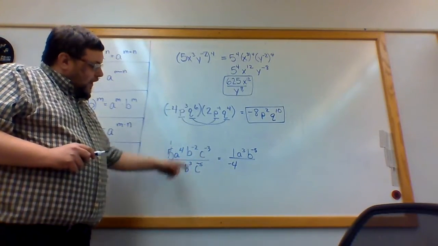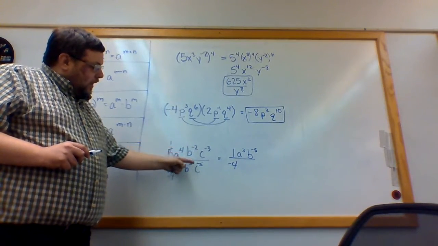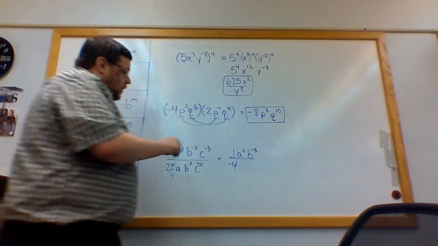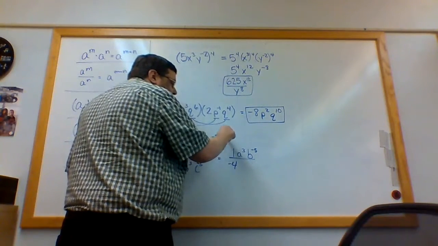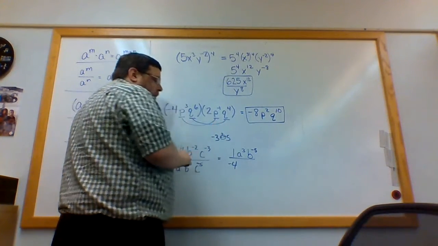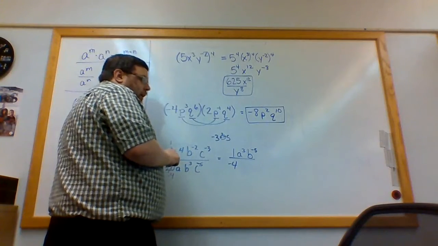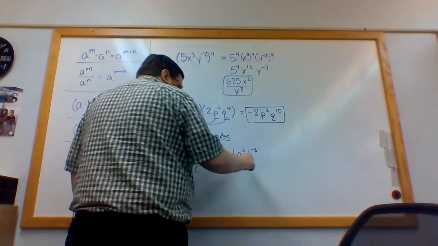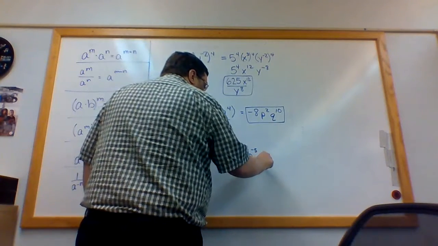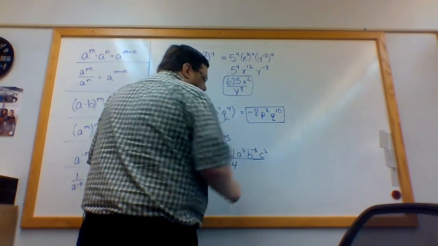So as I look at the C's, I've got negative 3 and negative 5. Well, if I think about that, negative 3 minus negative 5, remember we turn into adding the opposite. So that double negative turns into a plus. Negative 3 plus 5 is 2. So we're going to have C squared on top.